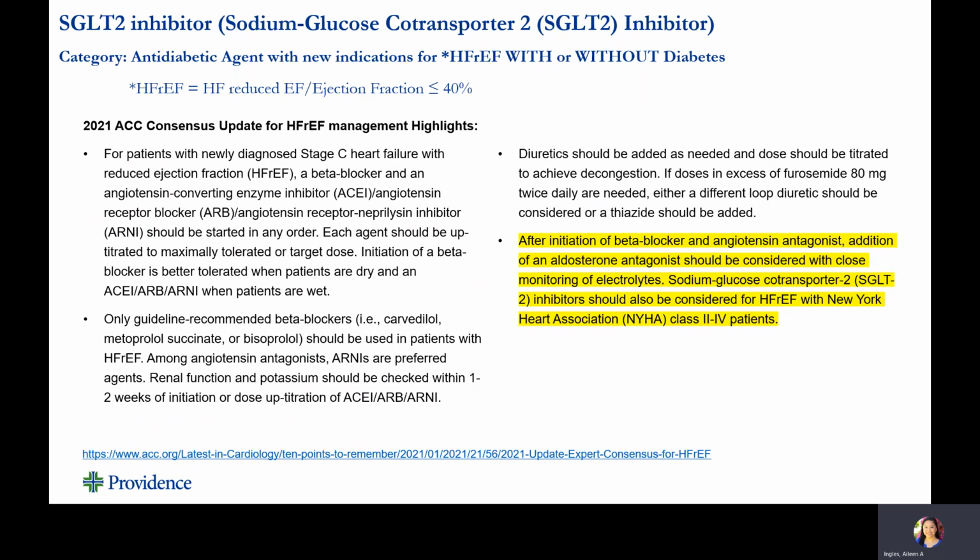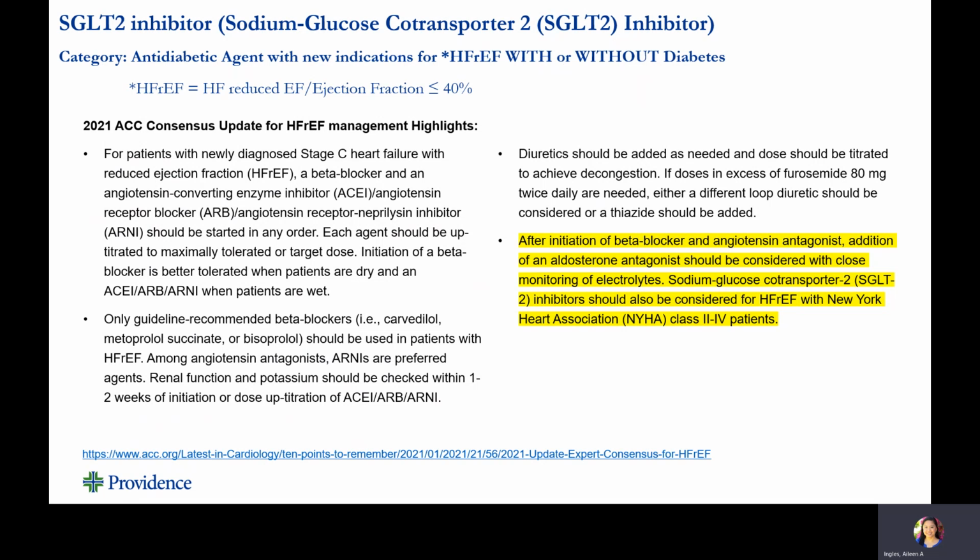Per the 2021 ACC guidelines that was published in January of this year, this drug can be added to the current standard of care of guideline-directed medical therapy for heart failure. So it can be used in combination with their beta blocker, angiotensin antagonist, such as ACE, ARB, and ARNI, and also can be added to their aldosterone antagonist.